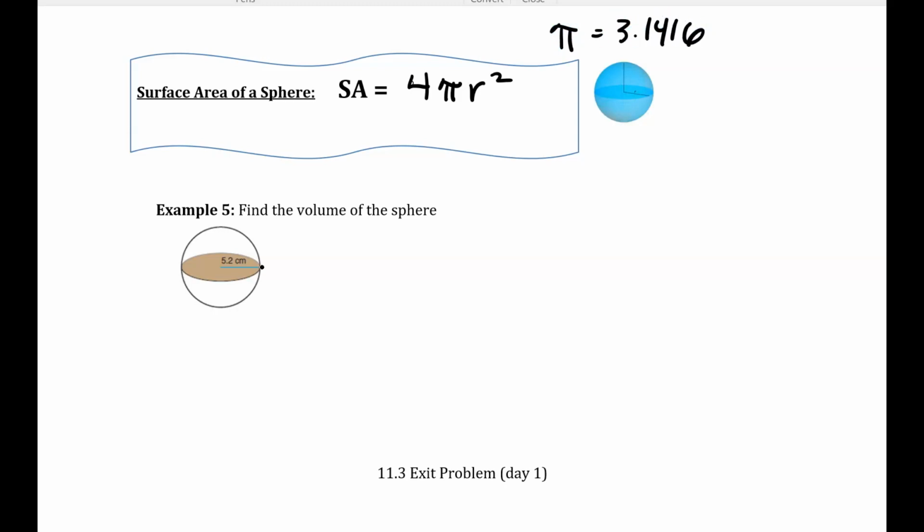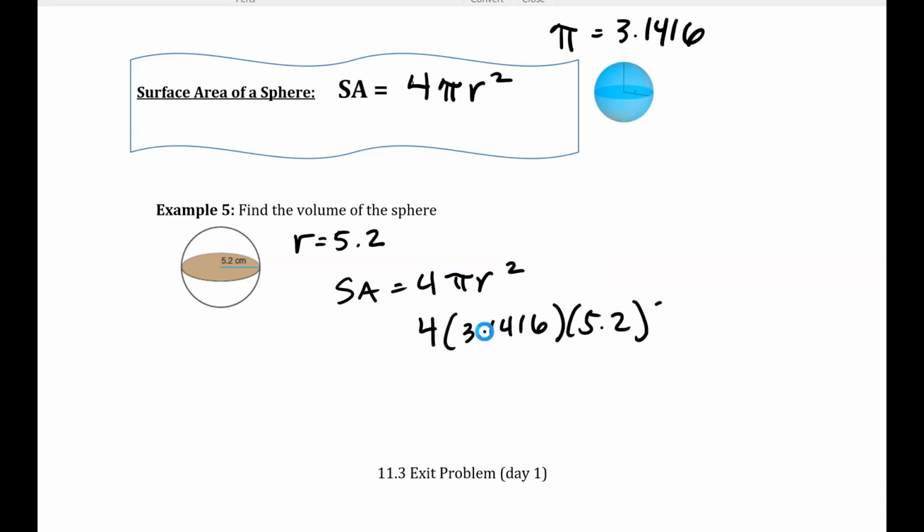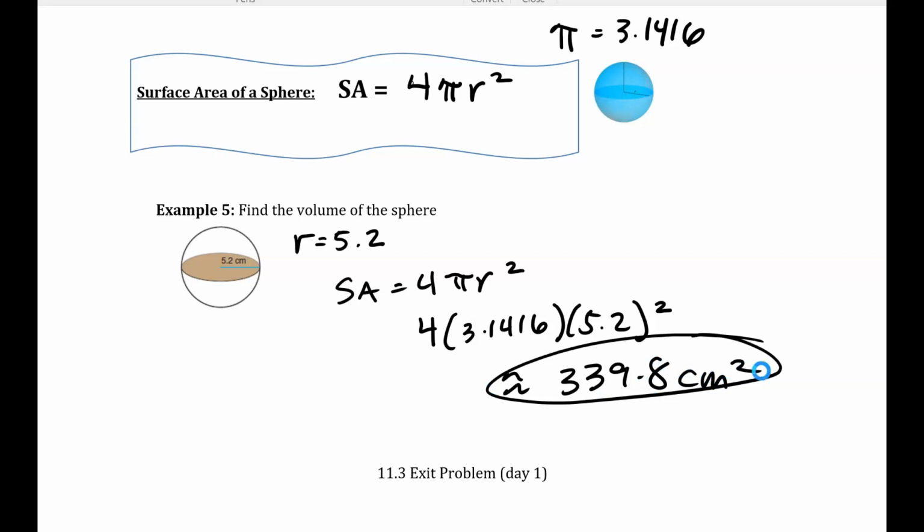Okay, so for example 5, this is the simplest of all. We just identify the radius as 5.2, we write down our formula, and then we plug and chug. Okay, and then we get approximately 339.8 square centimeters.